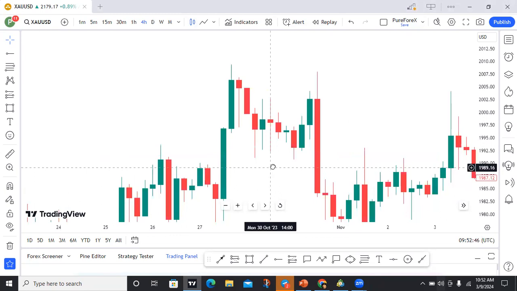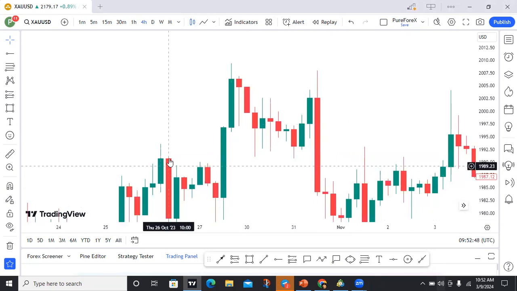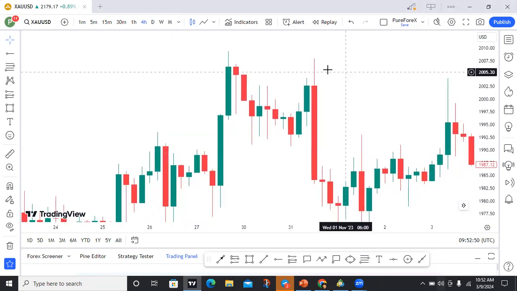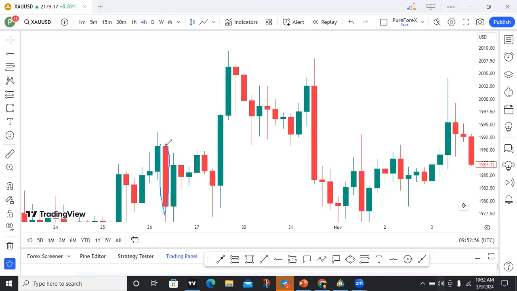We also call this blind spot. See this one, this is a bearish engulfing candle. Let me pick my pen. This is a bearish engulfing candle. So this bearish engulfing candle was made by this significant break. Look at this significant break that broke this engulfing candle.